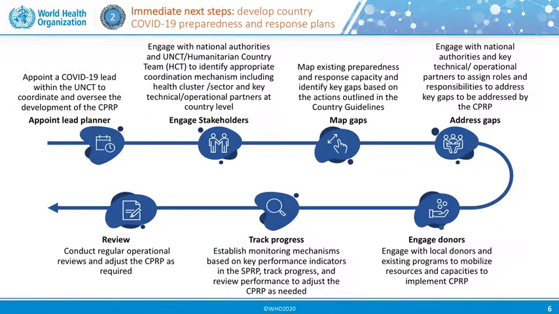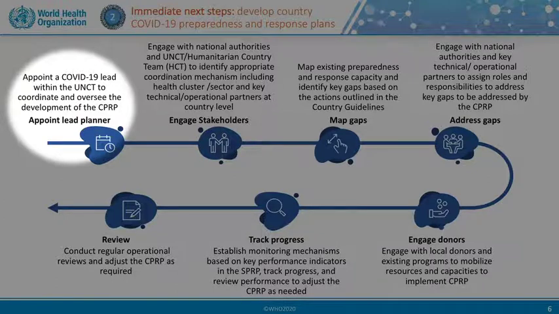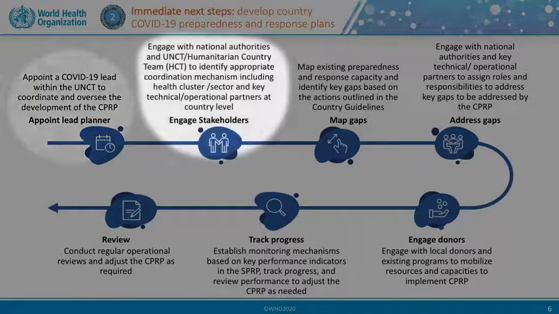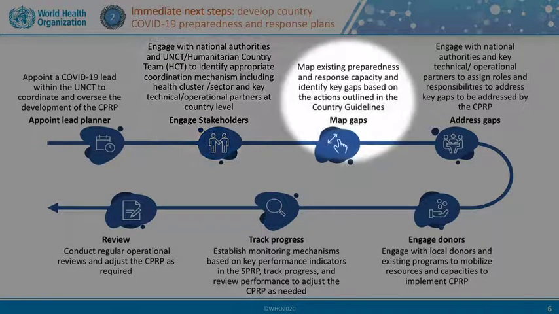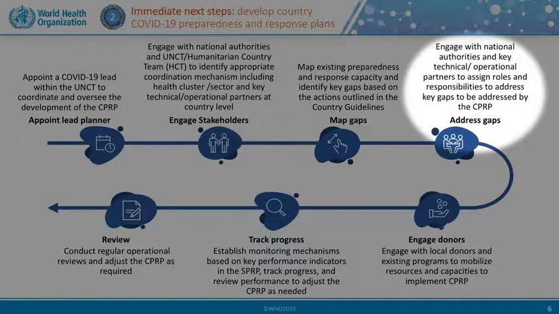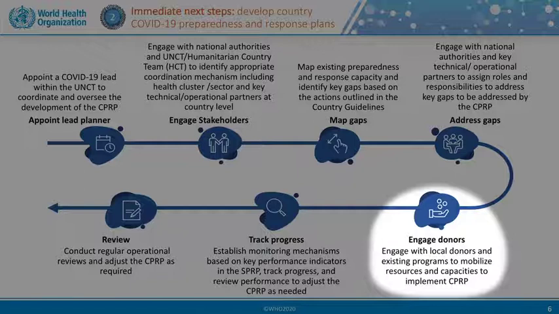This will include appointing a COVID-19 planning lead within the UNCT to coordinate and oversee the development of the country preparedness and response plan, engaging with national authorities and the UN country team or humanitarian country team to identify appropriate coordination mechanisms and key technical operational partners at country level, to map existing preparedness and response capacity and identify the key gaps based on the actions outlined in this document, engaging with national authorities and key partners to assign roles and responsibilities to address these key gaps, and engaging with country-level programs and donors to reprioritize and/or mobilize resources and capacities to implement the country preparedness and response plan.